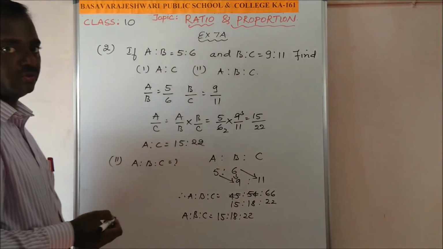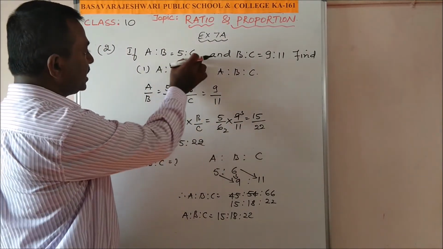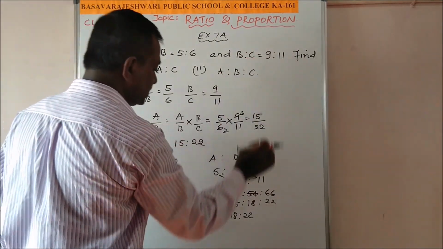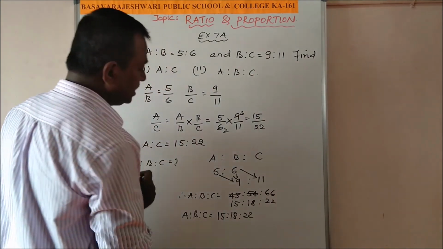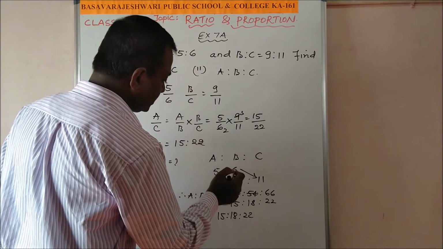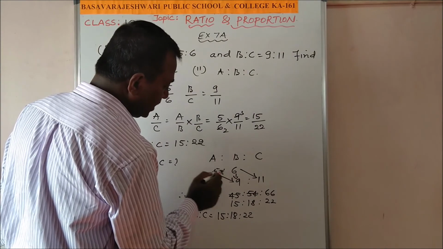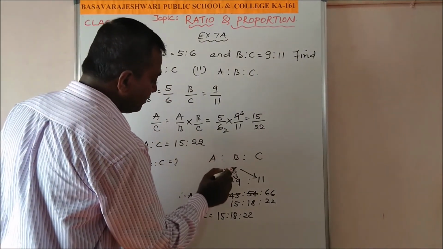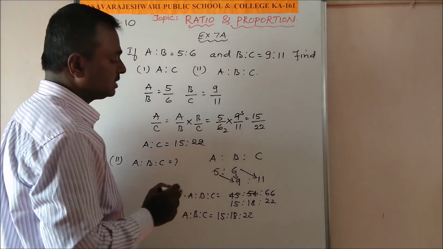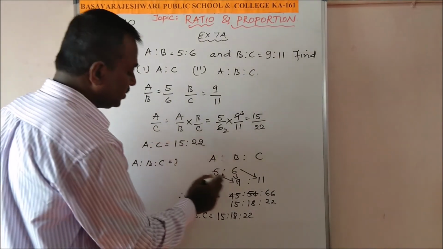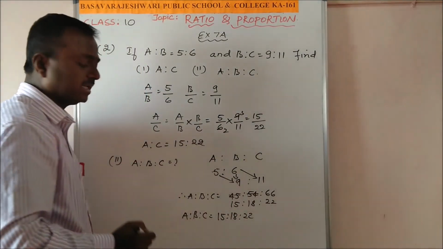So in a simple manner we can do it in this way. A is to B is to C: A is to B is given as 5 is to 6, and B is to C is given as 9 is to 11. So multiply B and C, 6 and 11, with an arrow mark. Again 6 and 9 you have to find. In order to find A, multiply 5 into 9. In order to find B, multiply 6 into 9. In order to find C, multiply 6 into 11. So 5 into 9 is 45, 6 into 9 is 54, 11 into 6 is 66. Again simplify, you will get the final answer.